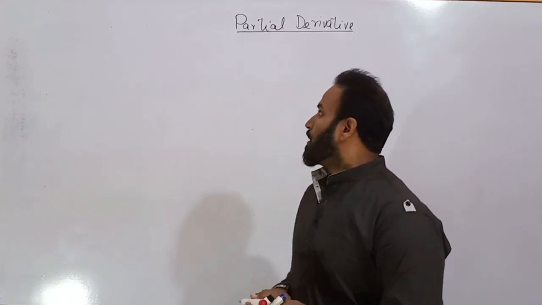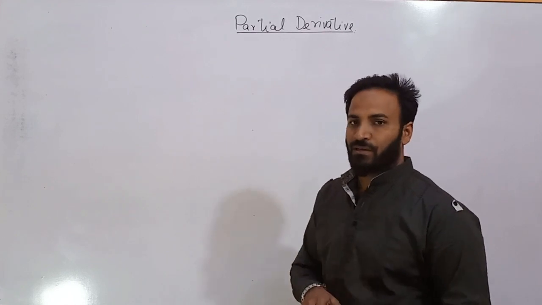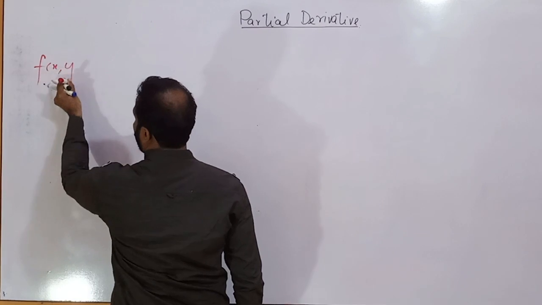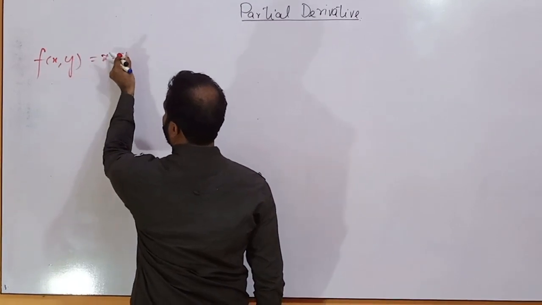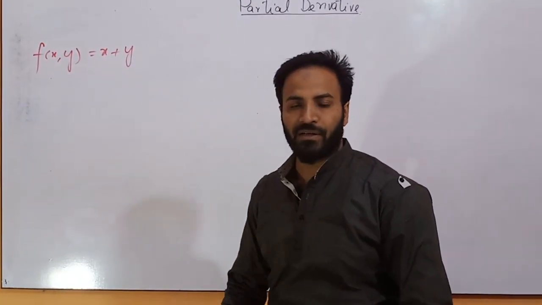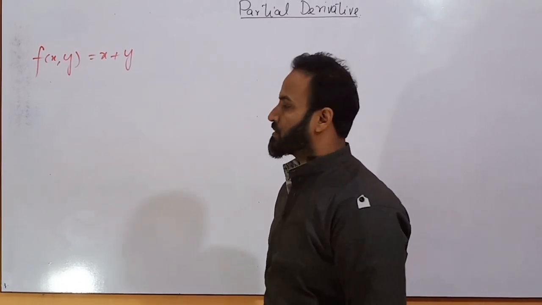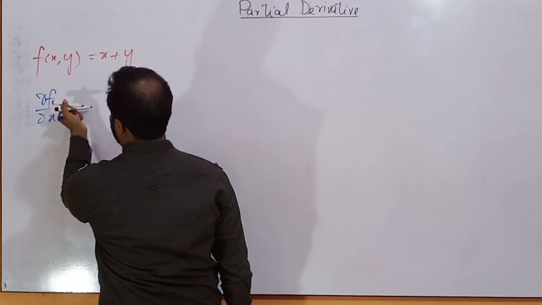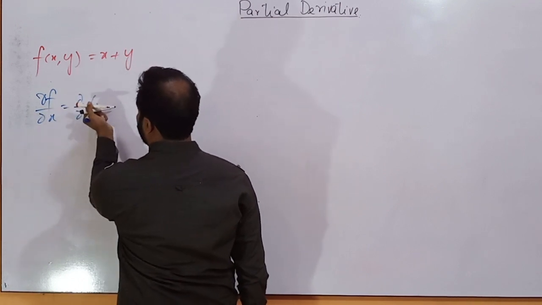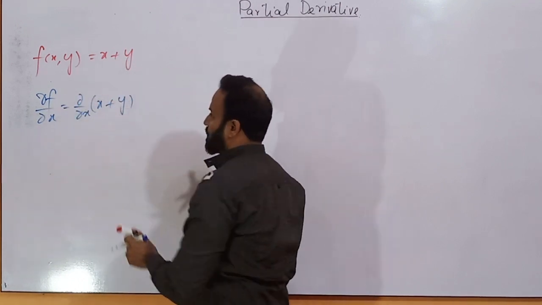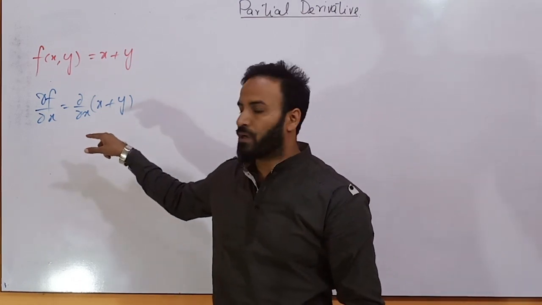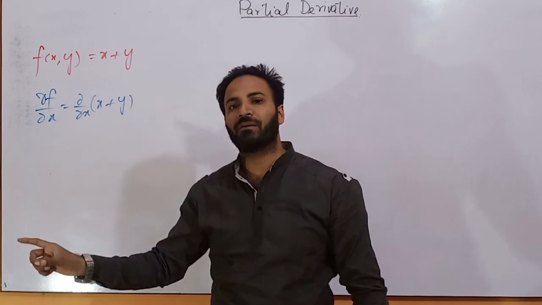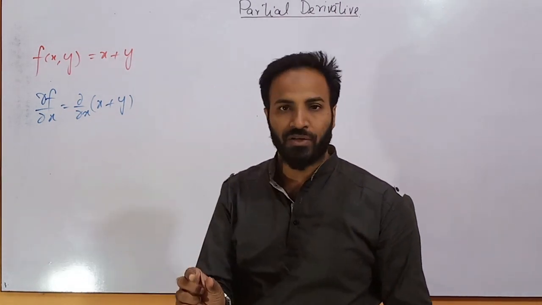Now, if you take a function of multiple variables, let's suppose f of x, y equals x plus y, then how can you take the derivative with respect to x? Just take partial f over partial x, partial over partial x of x plus y. Students, here you are taking the derivative with respect to x only, so all the remaining variables will behave like a constant quantity.